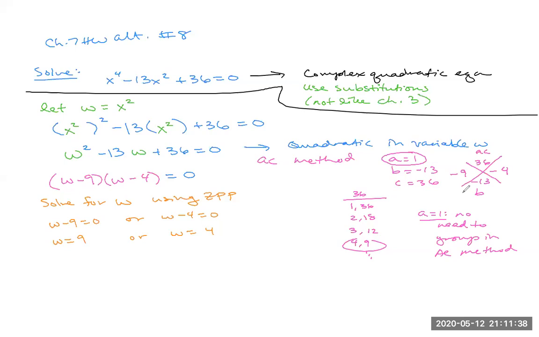Okay, you might think, yay, I'm done. No, nope, not yet. Because you started with an equation in X, so you need to end in a solution with X's. So what we're gonna do is plug X squared in for W. So X squared is equal to 9, or X squared is equal to 4. Okay. We have square root property coming up next.